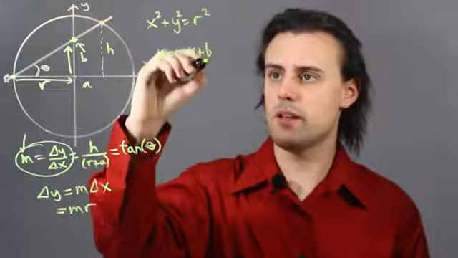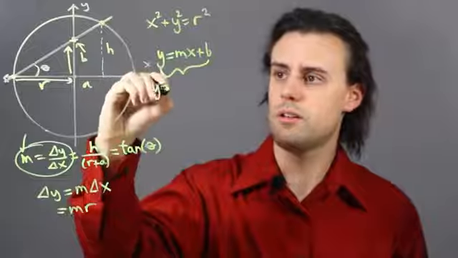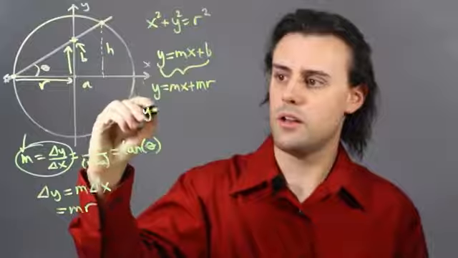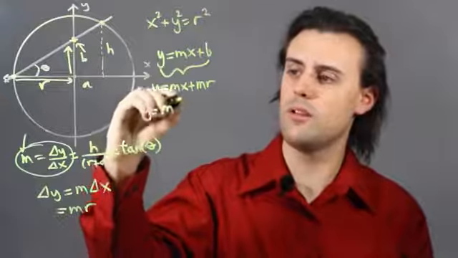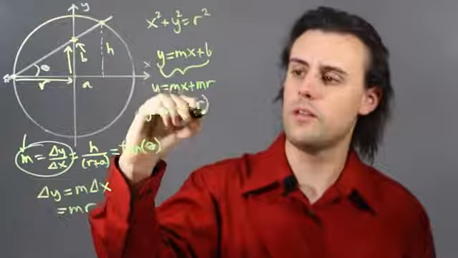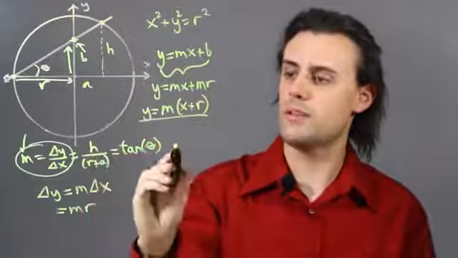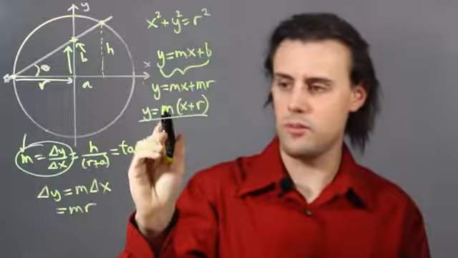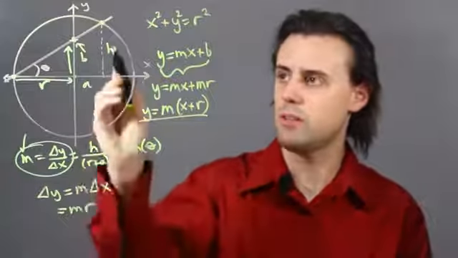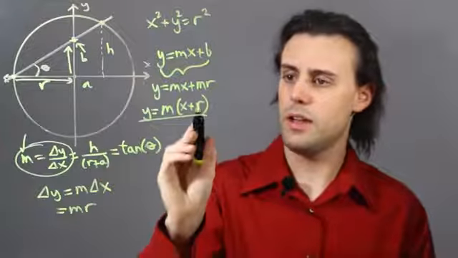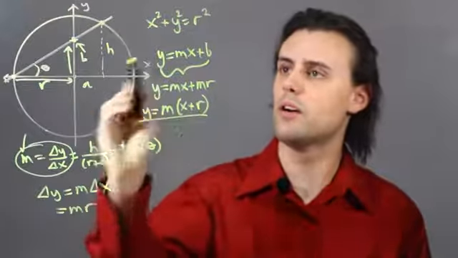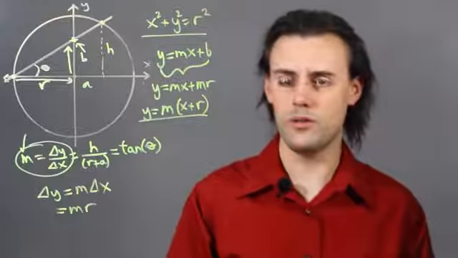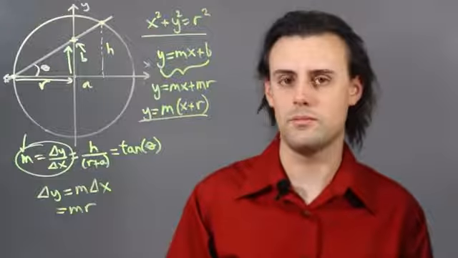So therefore, we could simplify this into mx plus mr, and we would get y is equal to m times x plus r. And this equation would relate x and y given a slope m, which one could calculate, given some other parameters, and it would be dependent on the radius r of the circle. So given one point, you can find another point along the line.